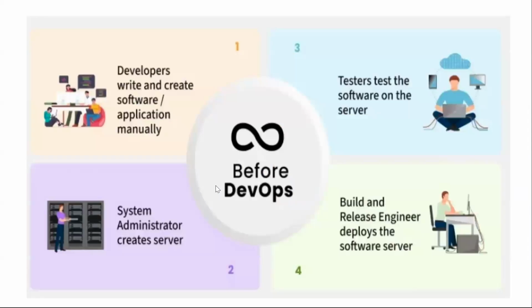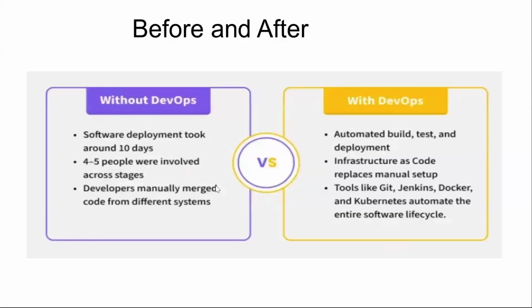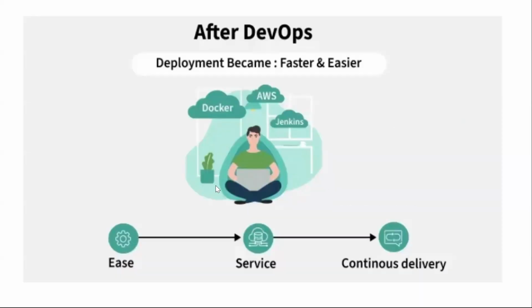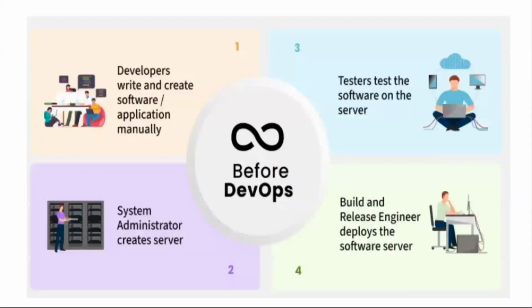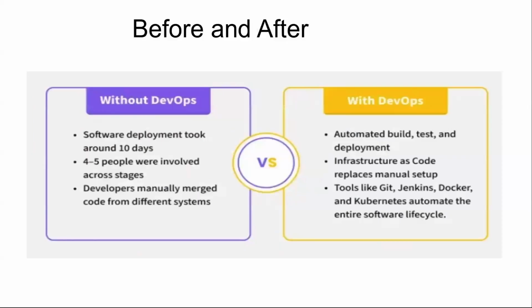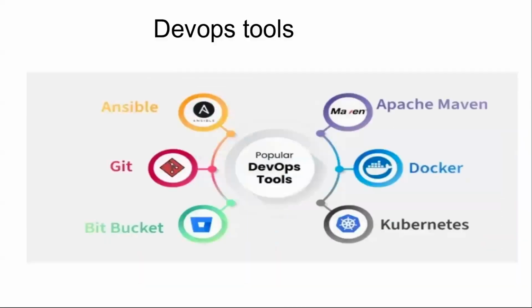Before DevOps, they worked independently. It took a long time. After DevOps, the deployment became faster and easier. So this is the task a DevOps engineer will actually be doing. In that also, different levels are there, as you can see. So where you're choosing the role becomes important.